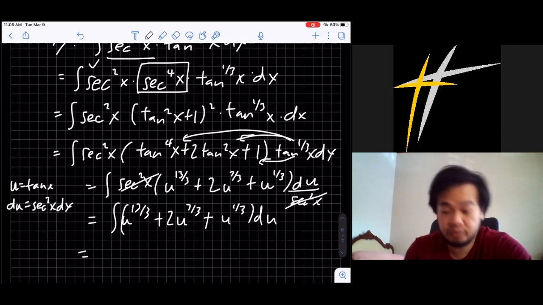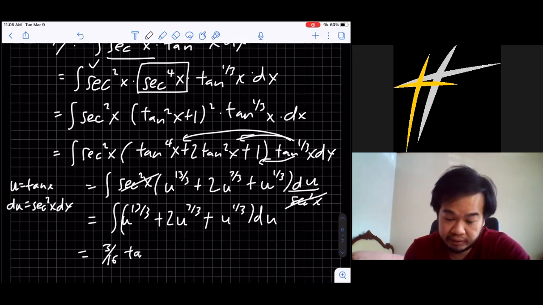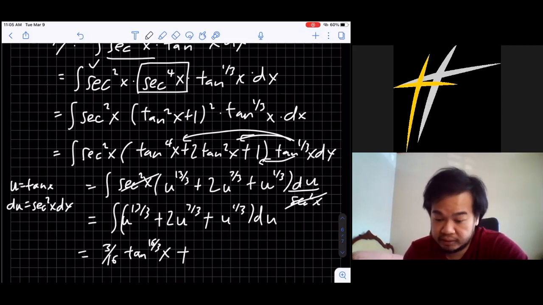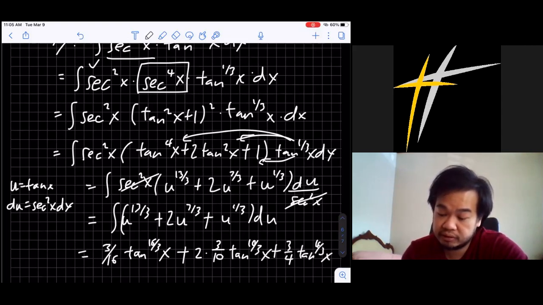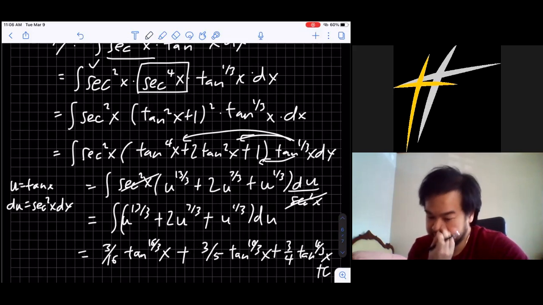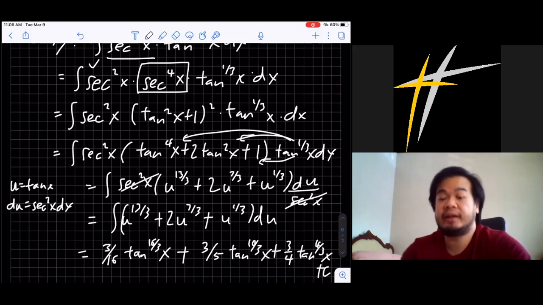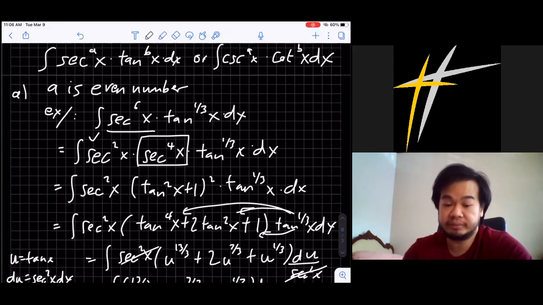So it's equal to 3 over 16 u power 16 over 3. U is tangent, so let's change to tangent directly: tangent 16 over 3 x, plus 2 times 3 over 10, tangent power of 10 over 3 x, plus 3 over 4, tangent power of 4 over 3 x, plus C. And this can be written as 3 over 5.